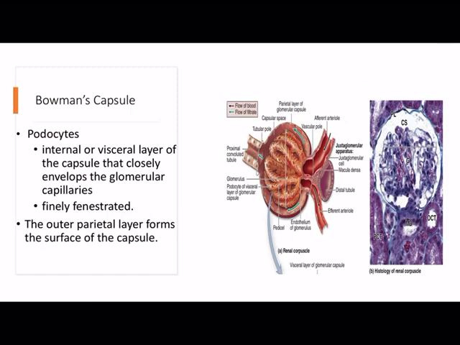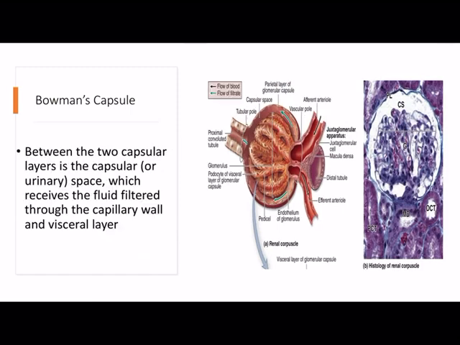Each of your capillary loops is lined by your podocytes, which is the internal or visceral layer of the capsule that closely envelopes the glomerular capillaries. So we will have a clearer picture of this. In between the two capsular layers, your parietal layer and the visceral layer, which is your podocytes, is a space which receives the fluid filtered through the capillary wall and the visceral layer.